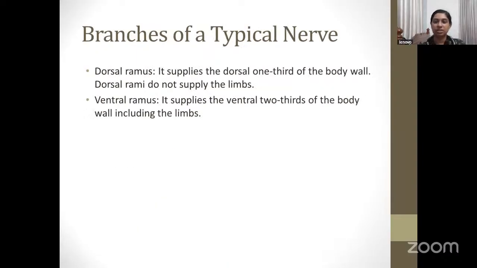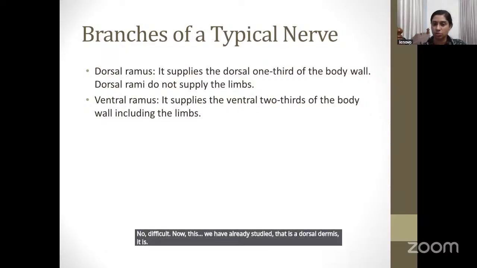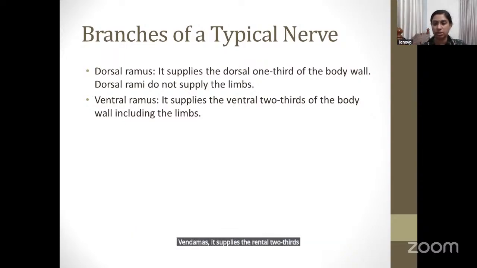Now, typical nerve, this we have already studied. That is a dorsal ramus. It supplies the dorsal 1/3 of the body wall, and the dorsal rami usually do not supply the limbs. Whereas the ventral ramus supplies the ventral 2/3 of the body wall, including the limbs also.